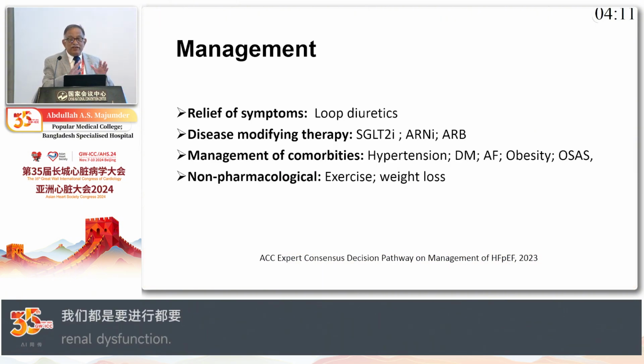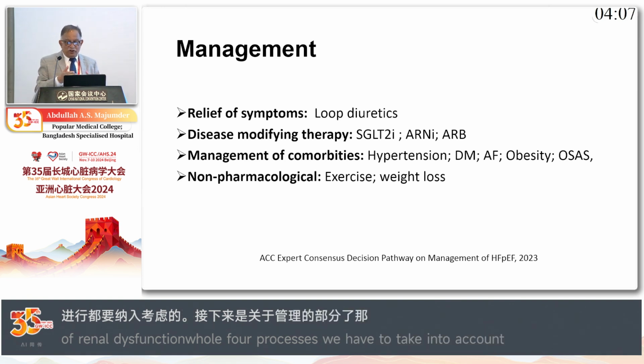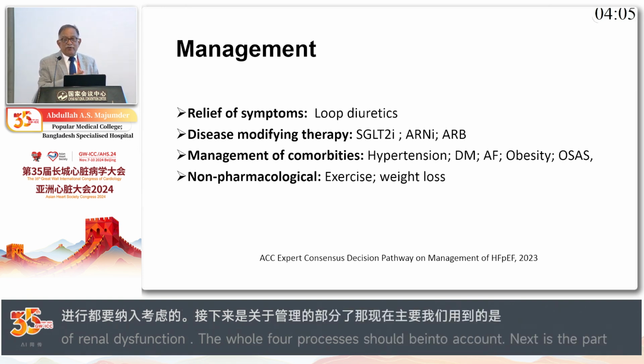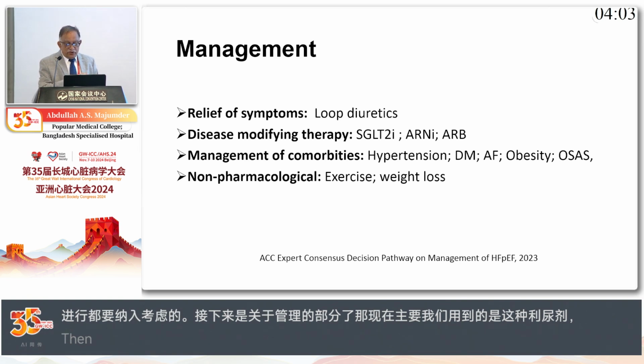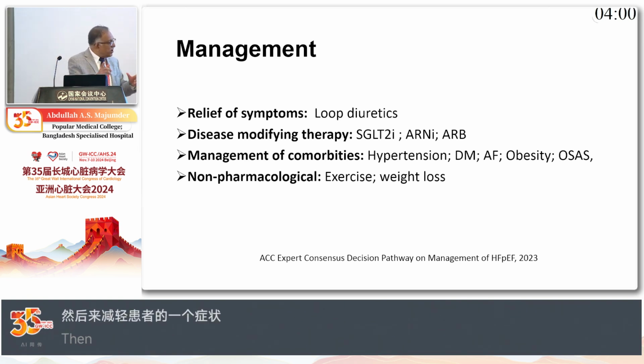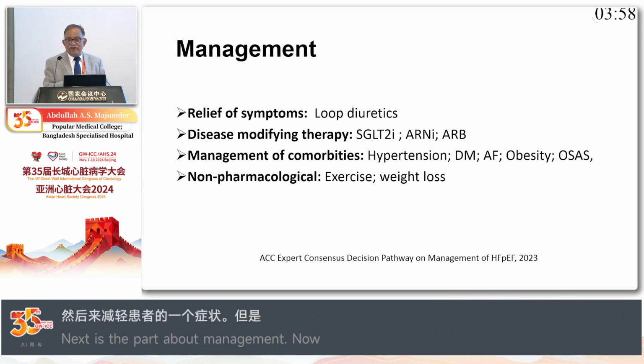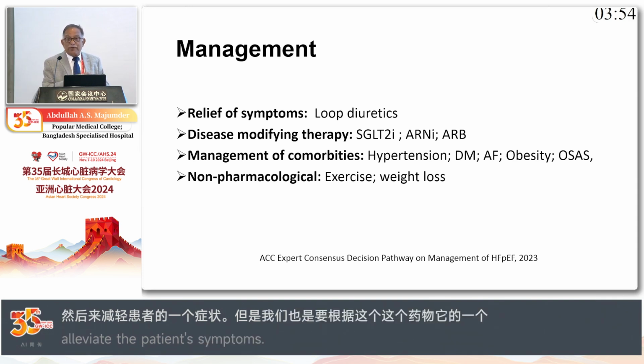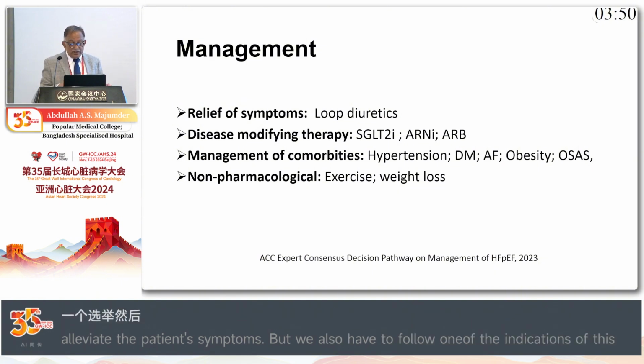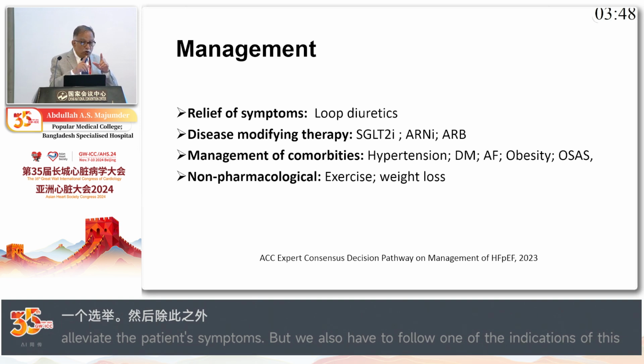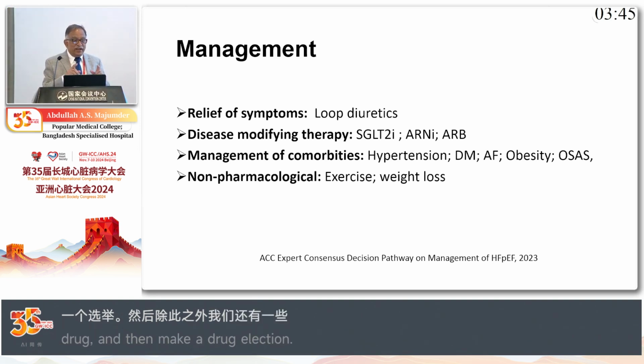So management is the relief of the symptoms. Loop diuretics are recommended. For disease modifying therapy, only the SGLT2 inhibitors are recommended, Class 1 indications by the American College of Cardiology, as well as the ARNI and the angiotensin receptor blockers, particularly the candesartan. And management of the comorbidities and non-pharmacological is no less important, particularly the exercise and the weight loss.